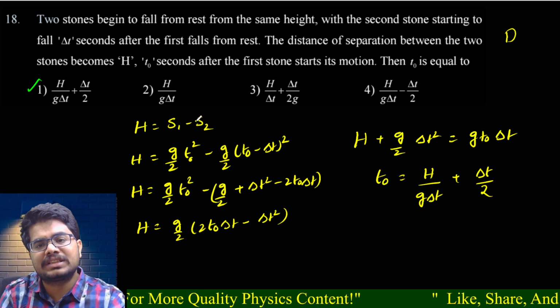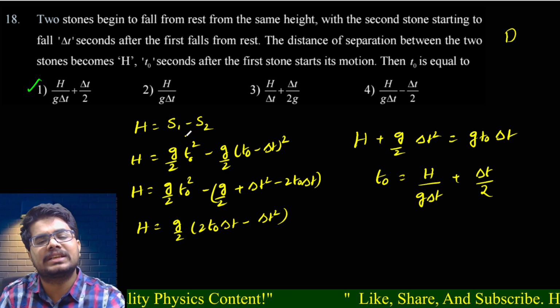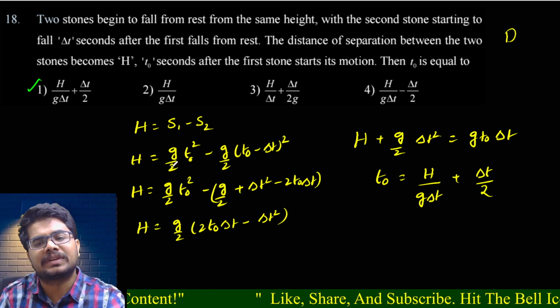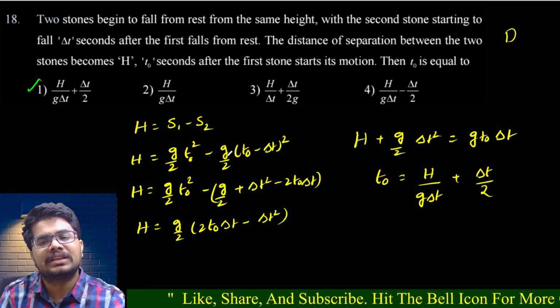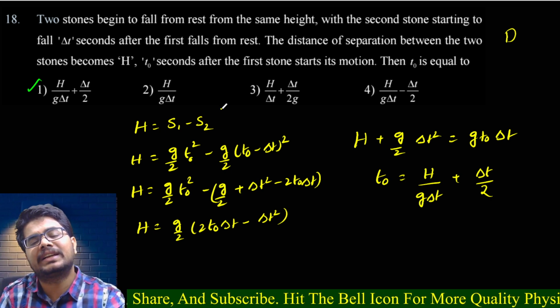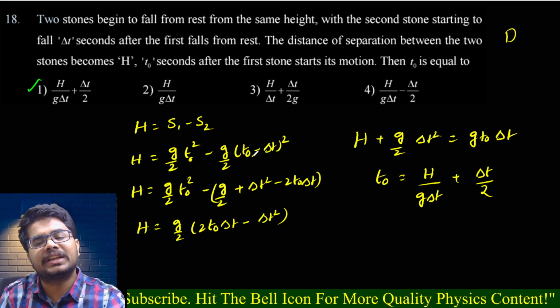So you know that h, the distance between them, equals S1 minus S2. What is S here? Ut plus half at square applied. Okay, u value is 0, just dropping, so half at square. So this is g by 2 into t naught square minus g by 2 into the second one's time. After starting of the first, after delta t it starts, means g by 2 into t naught minus delta t whole square. It's nothing but a minus b whole square.